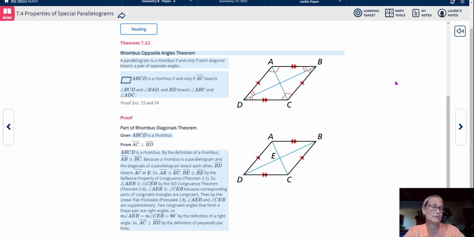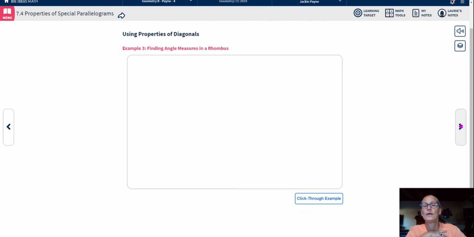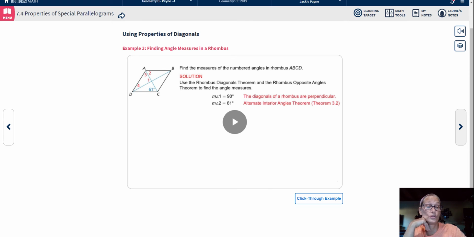There are examples 73 and 74 in your book if you want to look at it. Otherwise, the proof is here as well. We're not going to go through it in this video, but we might in our class notes. And here is how we're going to use those properties to solve a problem.